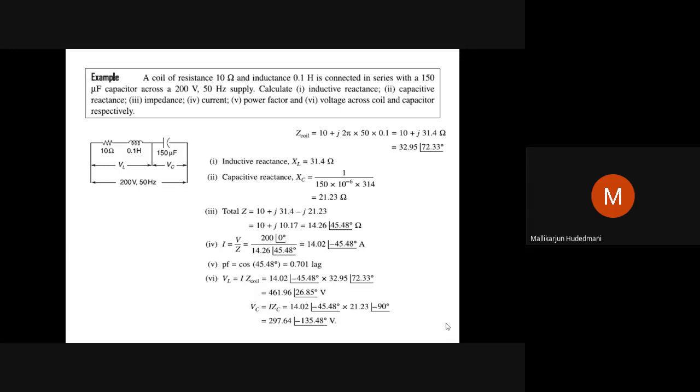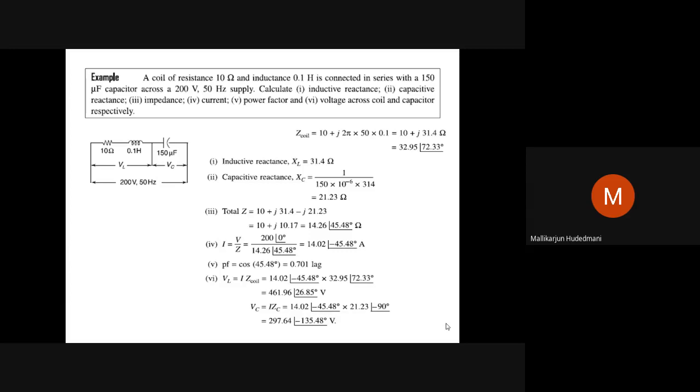A coil of resistance 10 ohm and inductance of 0.1 Henry is in series with a 150 microfarad capacitor and across a 200 volt, 50 hertz supply. Calculate inductive reactance, capacitive reactance, impedance, current, power factor, and voltage across the coil as well as the capacitor.